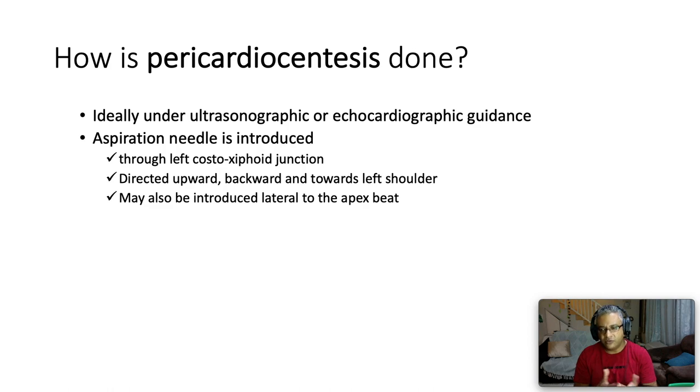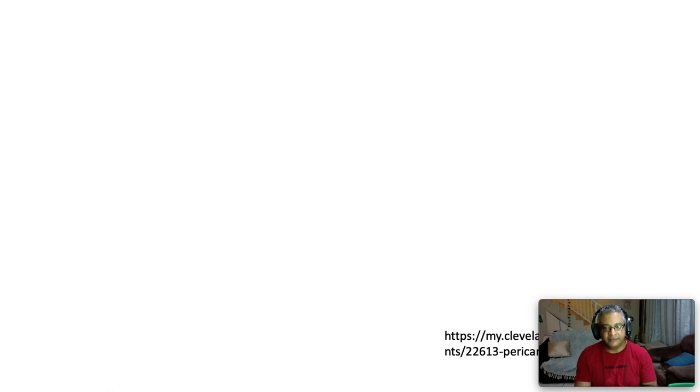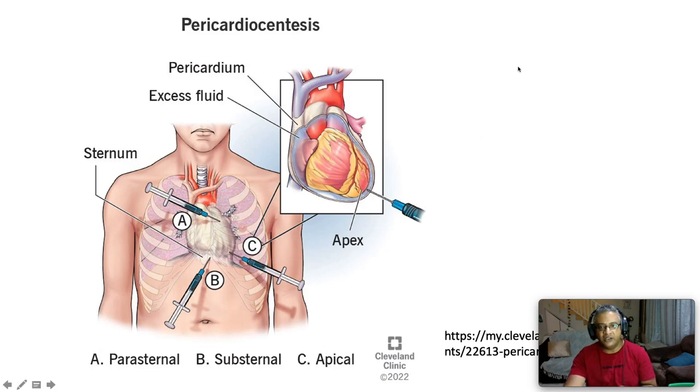So that's what we normally do locally. So you use a CVP needle, right? And you insert it. You can infiltrate with local anesthetic. I'll show you the landmark just now. You're going to go through the left costo-xiphoid junction, direct the needle upward, backward, and towards the left shoulder. It may also be introduced lateral to the apex beat, all right? So this is essentially how you're going to do it.